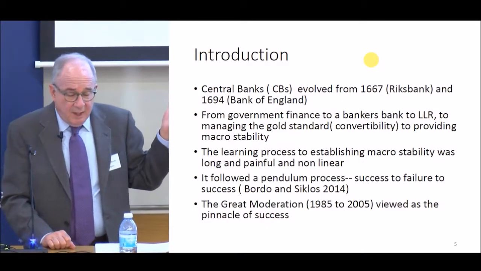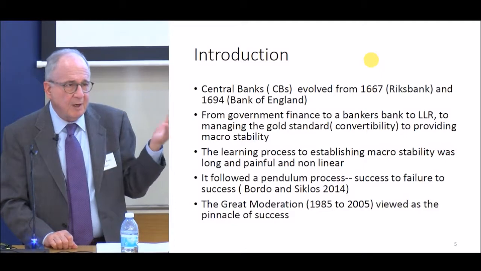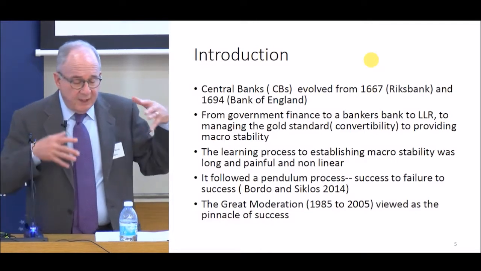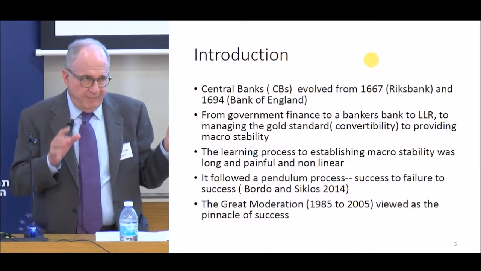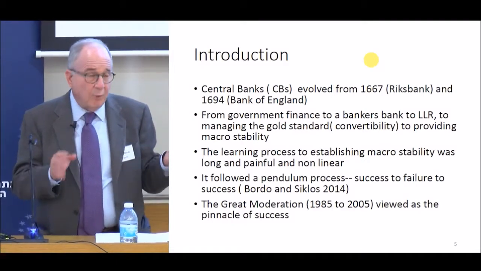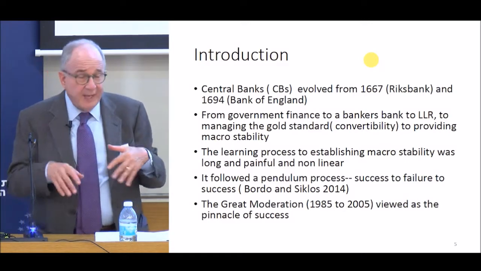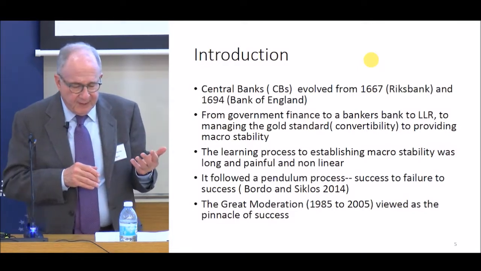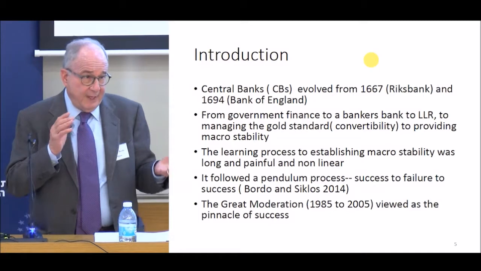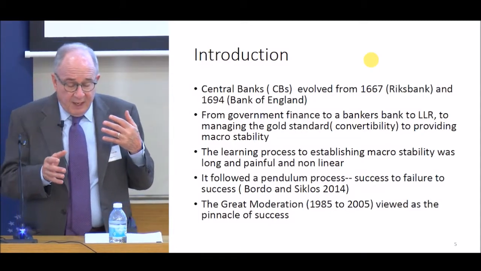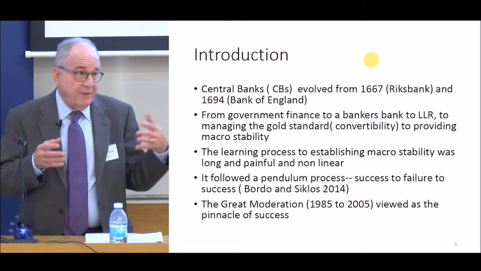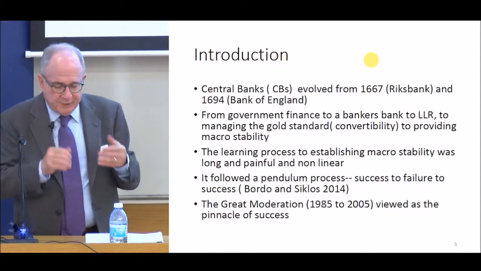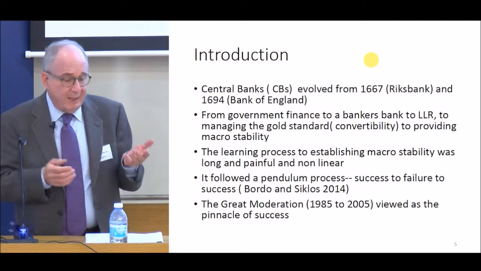And they evolved from the 17th century. The first one we talk about is the Riksbank in Sweden, and then the Bank of England in 1694. And these institutions first were associated with financing government, providing finance to government in wars. Then they evolved into bankers' banks, banks to commercial banks, and then to a lender of last resort. And then in the 19th century, they became involved in managing the gold standard and maintaining convertibility, or we can think of it today as exchange rate policies, and providing macro stability.